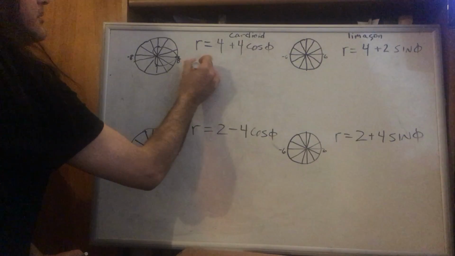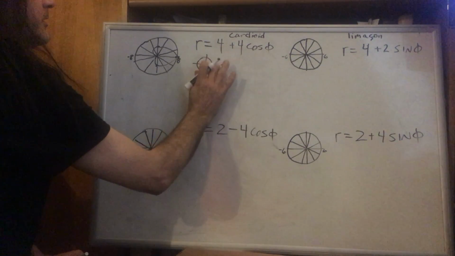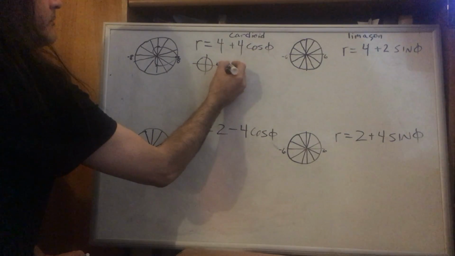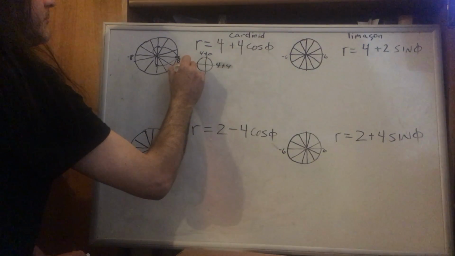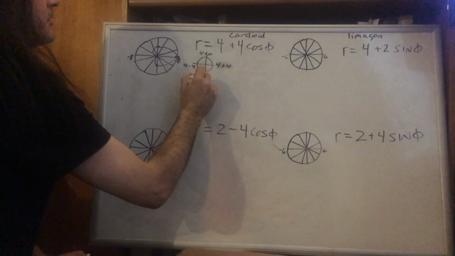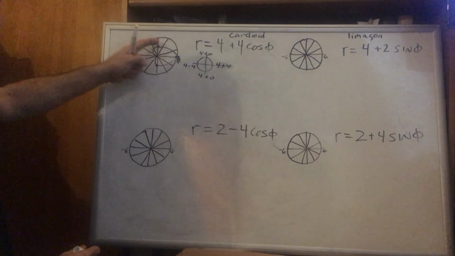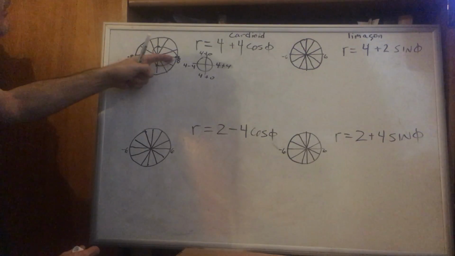Right, so basically, 4 plus 4, and then 4 plus 0, and then 4 minus 4, and then 4 plus 0. So 8, 4, 0, 4, 8.